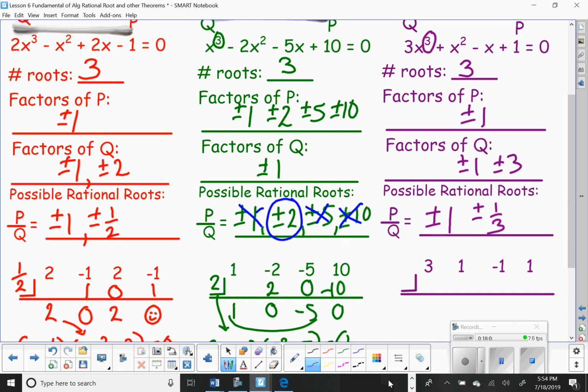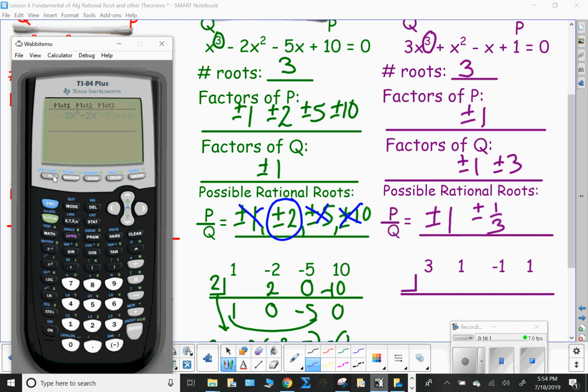Again, if we want to, we can check. And for something like this, I'm going to give you access to your calculator because it really doesn't make sense not to. We're going to clear this, and then we're going to put in 3x cubed plus x squared minus x plus 1. I'm going to hit enter, and because I messed up the window, I'm going to press zoom, come down to number 6 and say zoom standard. That will put it back to -10 to +10, -10 to +10.